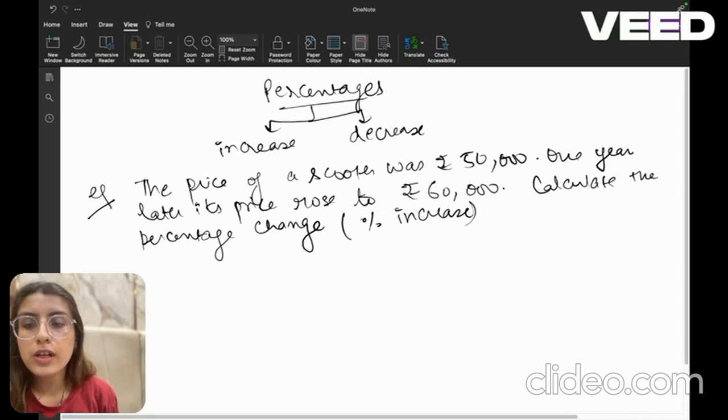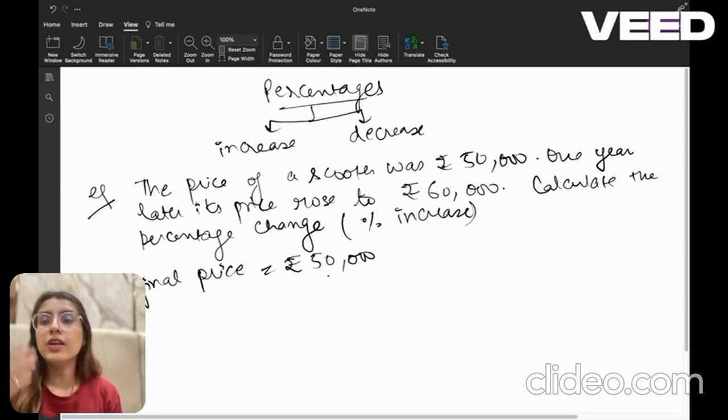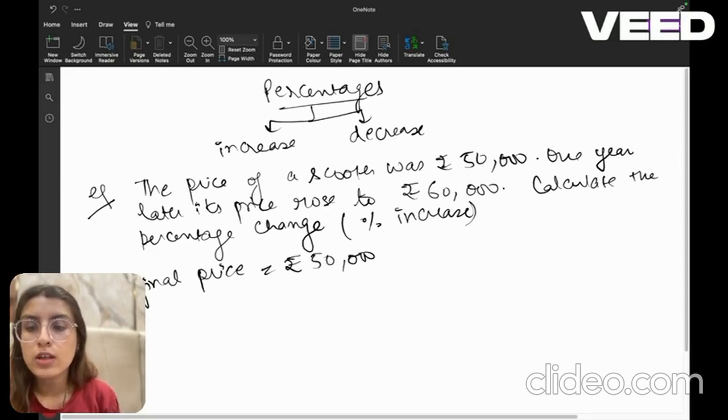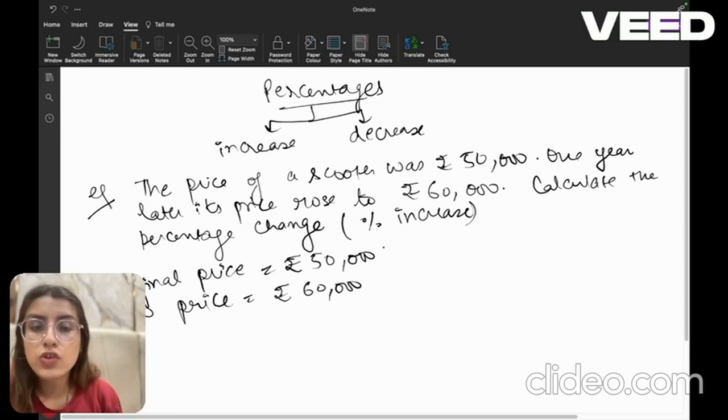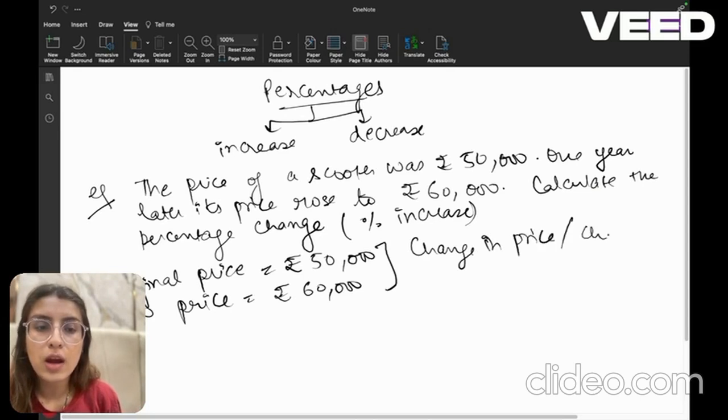What was the original price or the previous price? Original price was rupees 50,000. After 1 year it rose to 60,000. So the new price will become 60,000. Earlier it was 50,000. 1 year after it became 60,000. So what is the change in the price? What is the change in the price or change in the amount?